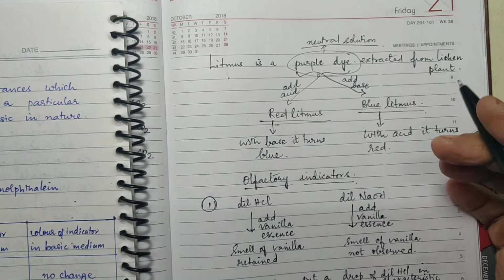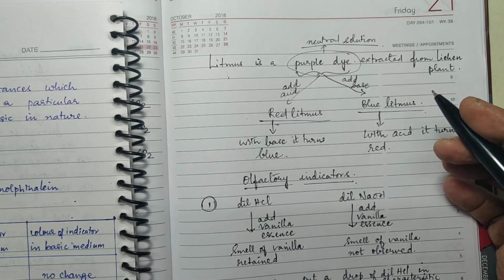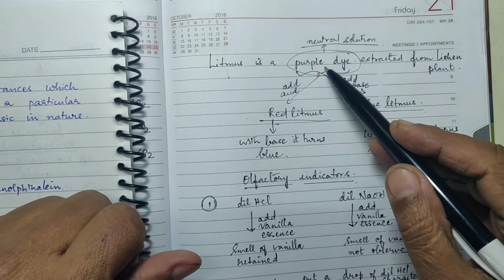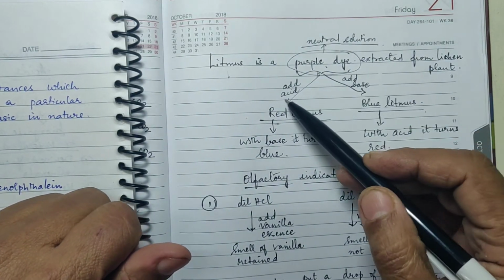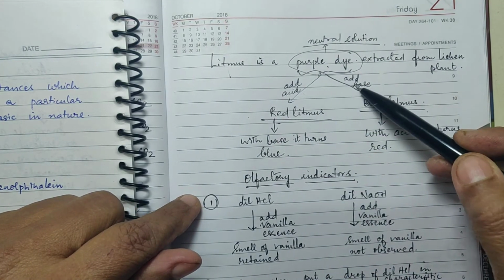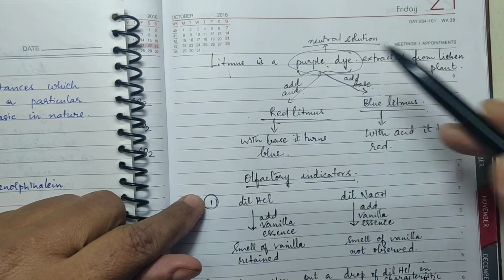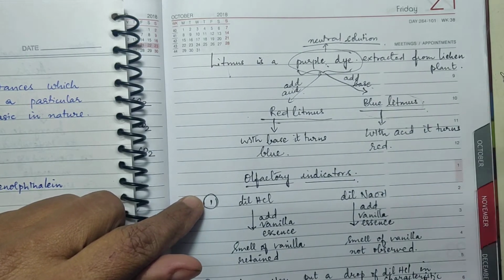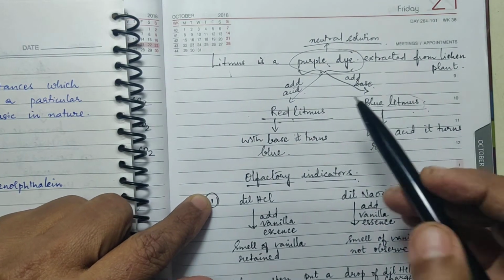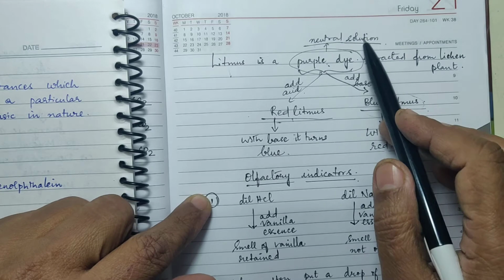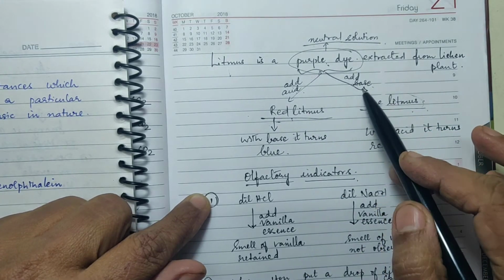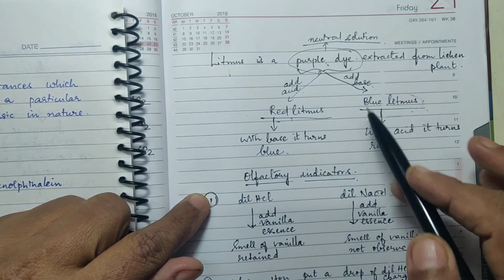Now, if you add to this purple dye a small amount of acid, then what you get is red litmus solution. If you add a few drops of base to the purple dye, it becomes blue litmus solution. This is how you prepare red litmus solution and blue litmus solution. This purple dye is a neutral solution. If you add a little acid, it becomes red litmus solution. If you add a few drops of base, it becomes blue litmus solution.